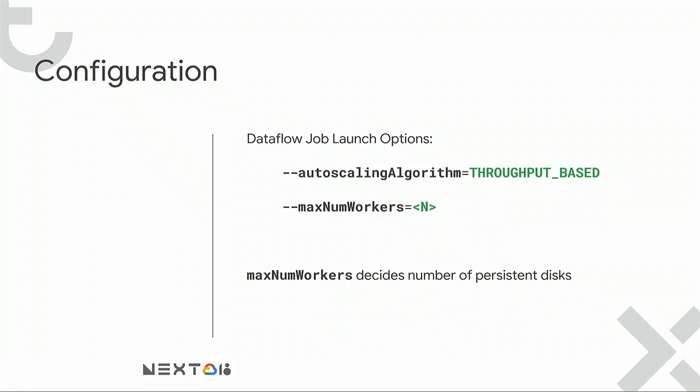So how do I turn on autoscaling? Today you turn it on by passing in a flag to your pipeline when you launch it and say autoscaling algorithm equals throughput based. In the future, we plan for autoscaling to just be the default, always on. But until then, this is how you turn it on for streaming pipelines. You can also specify a max num workers flag, which will give us a ceiling on autoscaling. So if you say max num workers equals 1,000, then we will never autoscale up above 1,000, even if it needs it to keep up with its input.